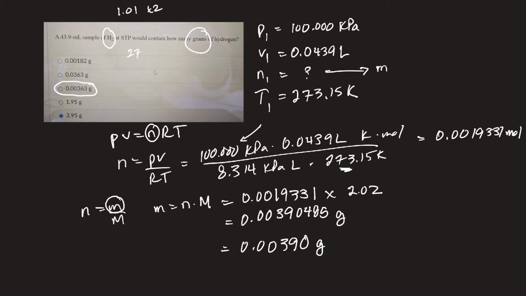Let me try it with the 101. 101.325 times 0.0439 divided by 8.314 and 273.15 times 2.02. Oh, that one comes out right. Oh, no, it still is off a little. Still off a little. Anyway, I think that the work that I'd seen you do was correct. Let's take a look at the other ones.